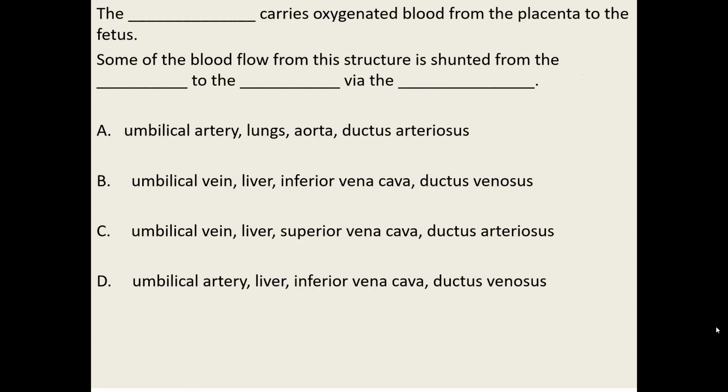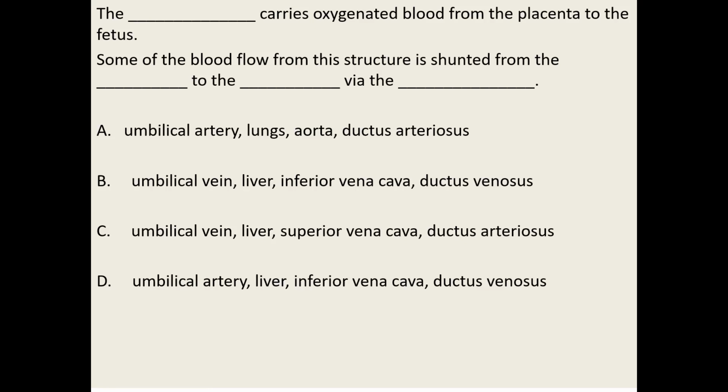The blank carries oxygenated blood from the placenta to the fetus. Which answer is true for that? The vein. Okay, the umbilical vein carries the oxygenated blood from the placenta to the fetus.